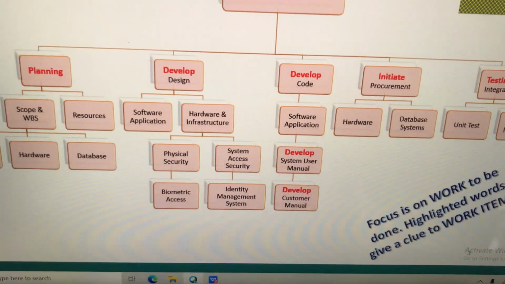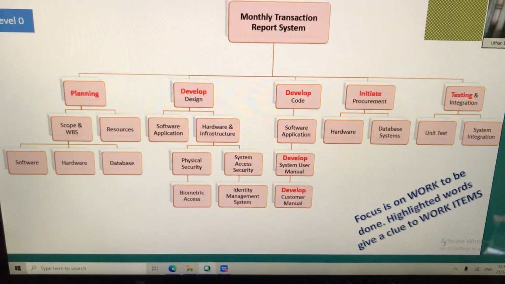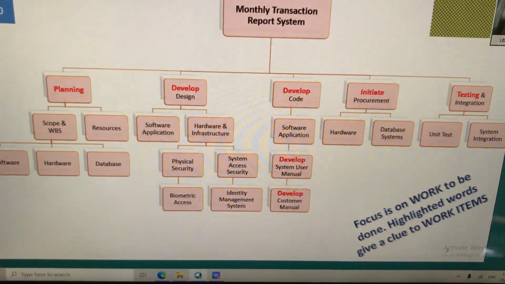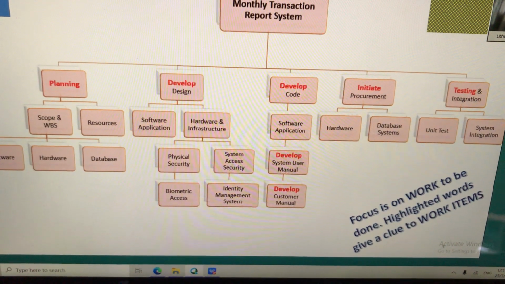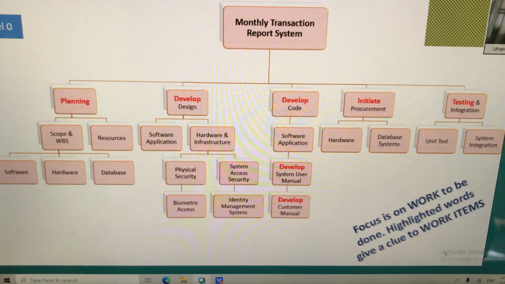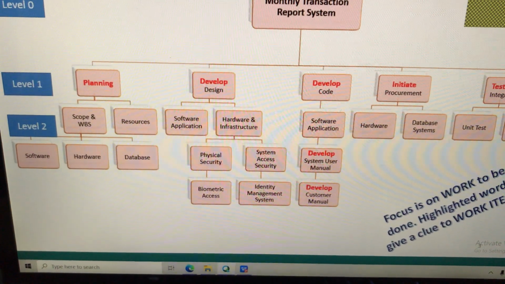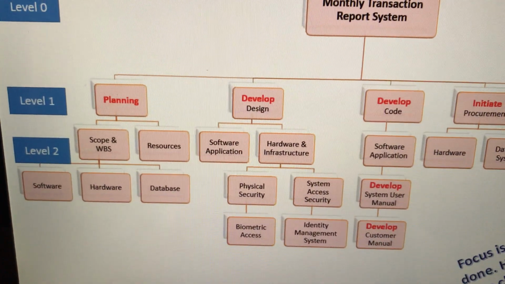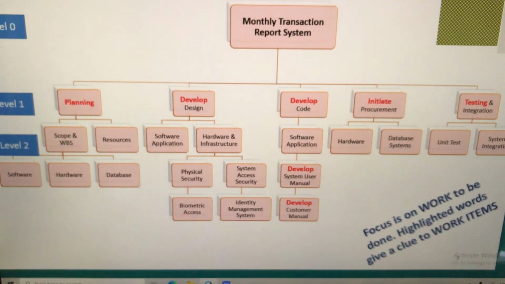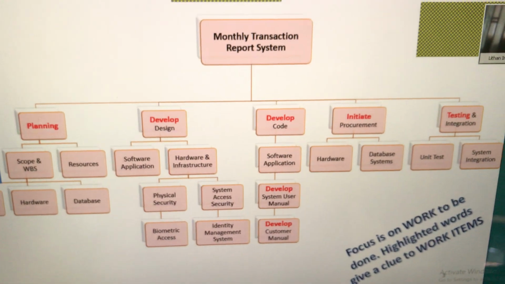Correct? Now as I said, we can say child, grandchild, great-grandchild, great-great-great-grandchild. It will be very confusing. 1 or 2 levels you can manage it. But if there are 10 levels, 20 levels, 30 levels, 50 levels, what will you do? Number them. Give them a number. So that's why you say monthly transaction report system has got a level 0. Planning has got level 1 because planning, develop design, develop code, initial procurement, testing and integration, all these 5 work items are level 1 items. The next ones are level 2 items. Then the next one will be level 3 item and so on and so forth.